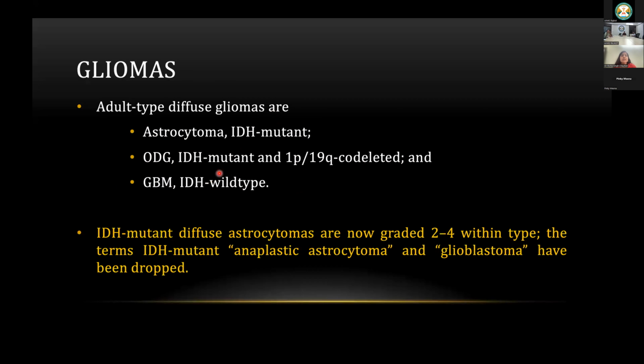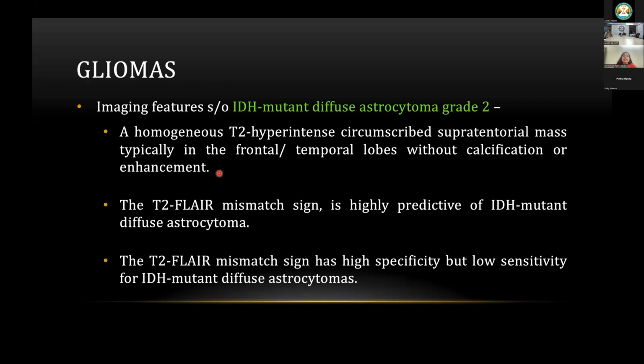I will not be going into the detail of the difference between the 2016 and 2021 versions in the pathology, because that has already been covered in the previous lectures. I will be going directly to the imaging. The imaging features of IDH mutant diffuse astrocytoma, a grade 2 or the lowest grade tumor: it's a very simple looking tumor, a homogeneous T2 hyperintense, circumscribed tumor, with no diffusion restriction, no high perfusion, and no enhancement.